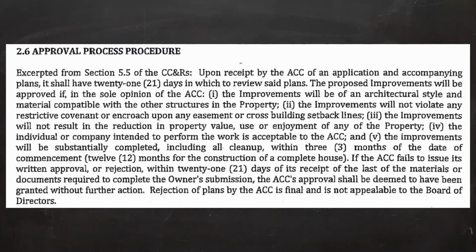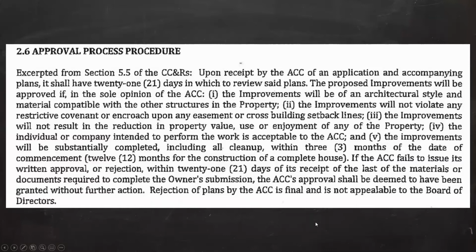It talks about how they'll be approved, the sole opinion of the review committee, architectural style and material that's compatible, won't violate any covenant or encroach on any easement or cross building setback lines, won't result in a reduction of property value, use or enjoyment of the property, and kind of goes on and on. It talks about the improvements will be substantially completed, including all cleanup, within 3 months of the date of commencement, 12 months for the construction of a complete house.